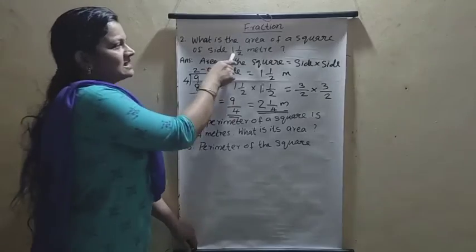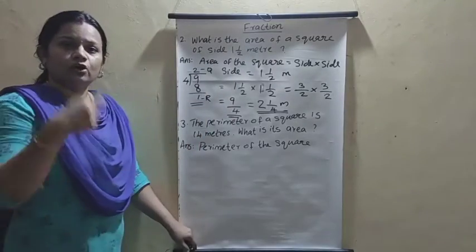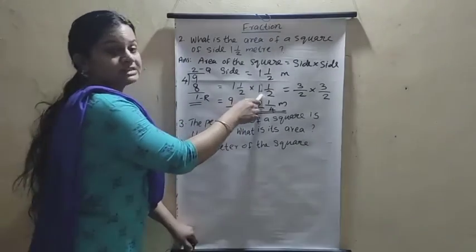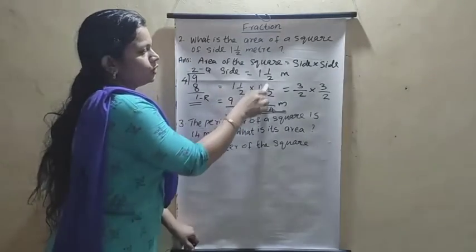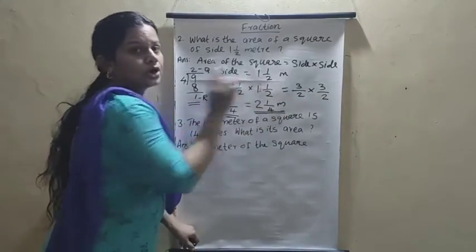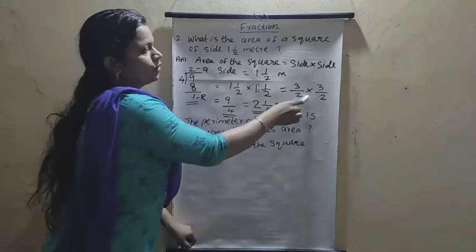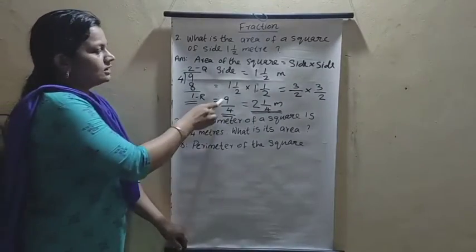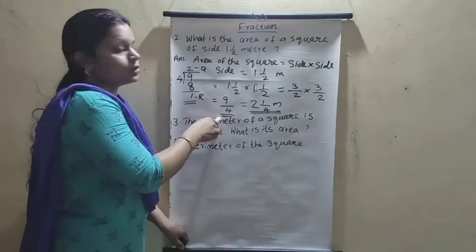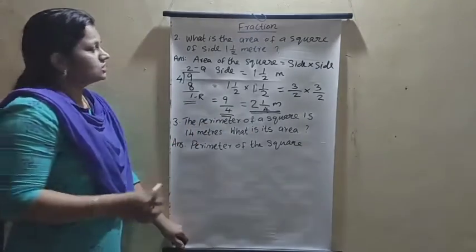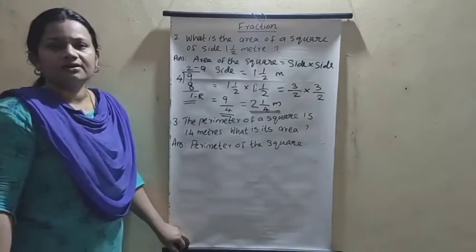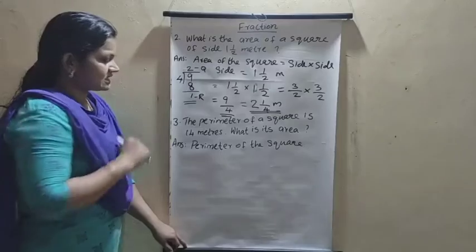Understood? First of all, one side is given. Area of the square equal to side into side. Side equal to 1 1 by 2 meter. So side into side is 1 1 by 2 into 1 1 by 2. This mixed fraction is converted into improper fraction: 3 by 2 into 3 by 2. So we got 9 by 4. This is an improper fraction, again converted into mixed fraction. So we do the division. We got 2 1 by 4 meter. Understood? Then what is the next problem?